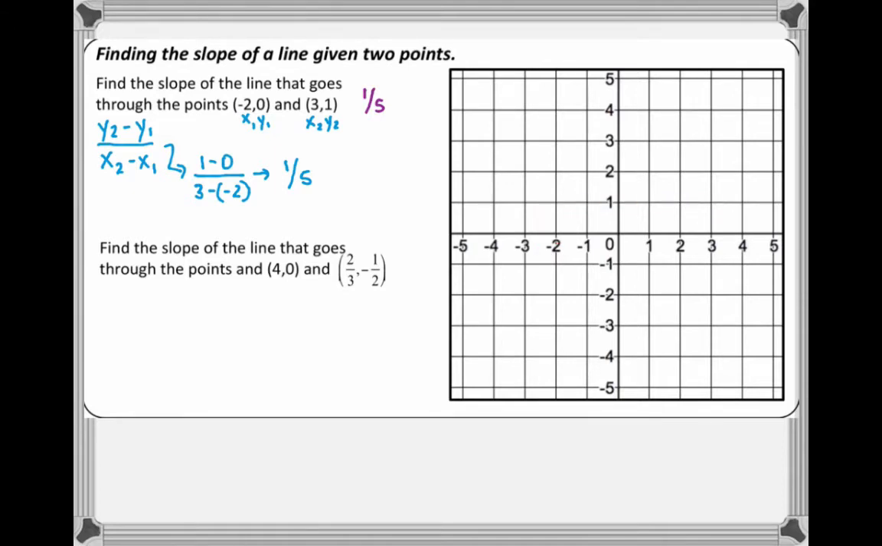Okay, this is an example where we've got to actually use the formula, because this is not going to be so nice to just count off like we did in the previous example. In the previous example, we had nice integers. This one, not so much. So we'd have 4 comma 0, and then we'd have 2/3 and a -1/2. So about 2/3 would be in -1/2. I don't know, something like that. And you can see it's not going to be so easy to count over in this direction.